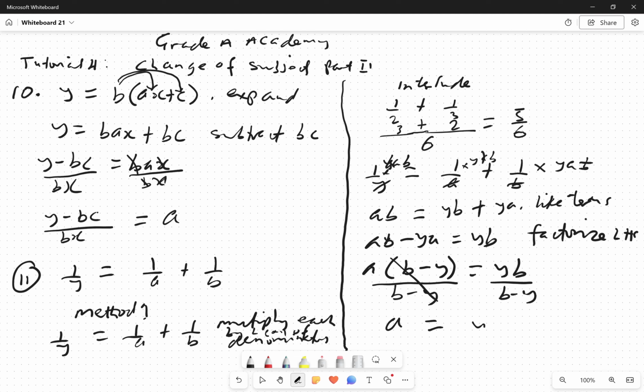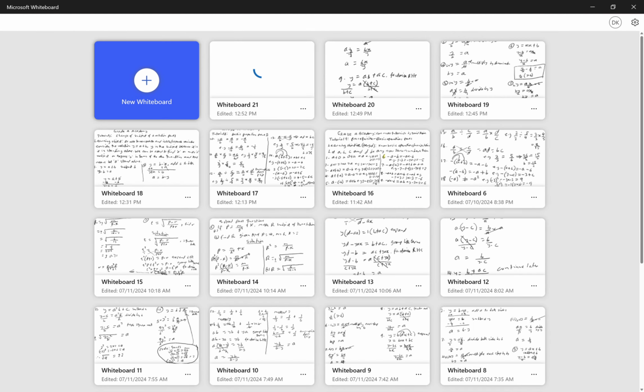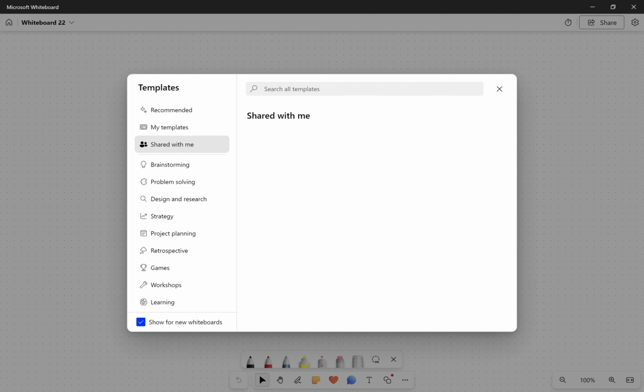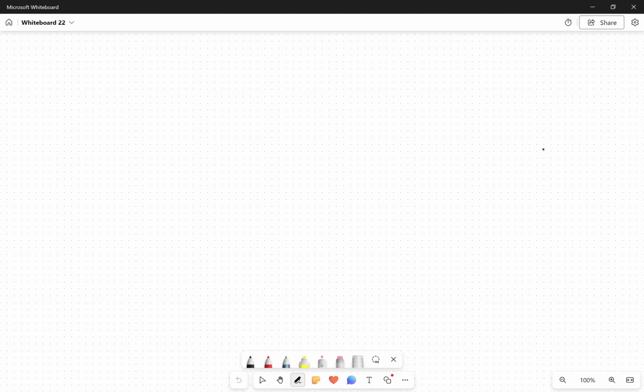So a is equal to yb over b minus y. And we have made a the subject. That is method 1. So let's go to method 2, more space. Method 2, we're going to have this way.